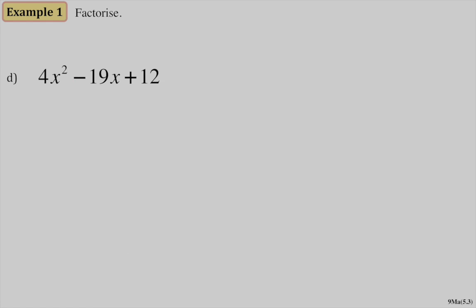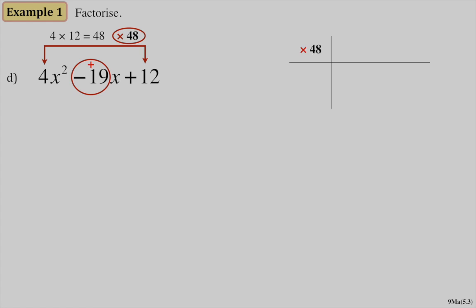Part D, let's look at the outside numbers. 4 times 12, 48. So I want numbers that times to give 48 and add to give negative 19. Well, let's start thinking about what numbers times to give 48. I know it can't be 1 and 48, or 2 and 24, those don't look good. I could experiment with them, but I'm going to start by trying 6 and 8, factors of 48.